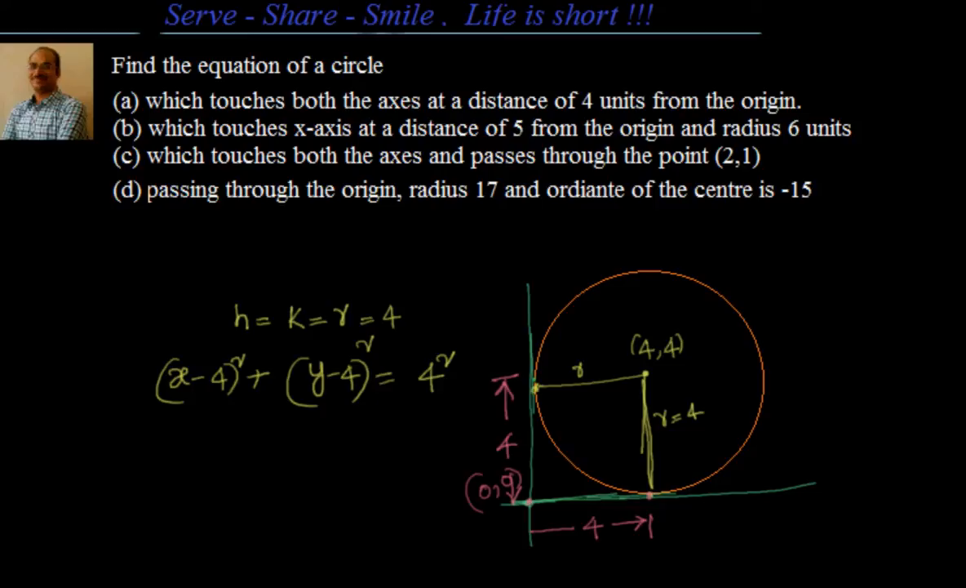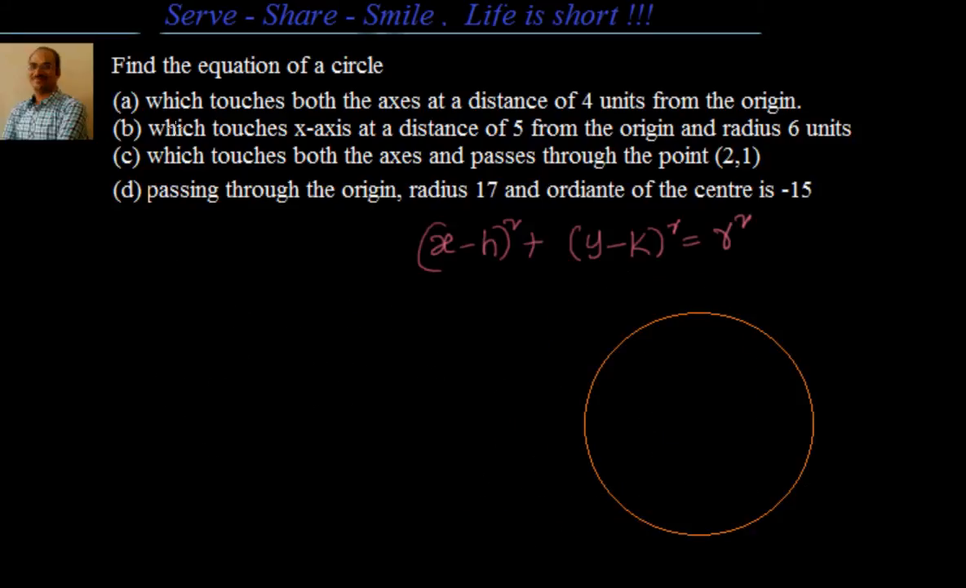So the equation we know, what is the equation we are interested in? The standard form, that is x minus h whole square plus y minus k whole square equal to r square. So you can substitute in that and get the values directly. You can expand it. Let's go to the next problem.